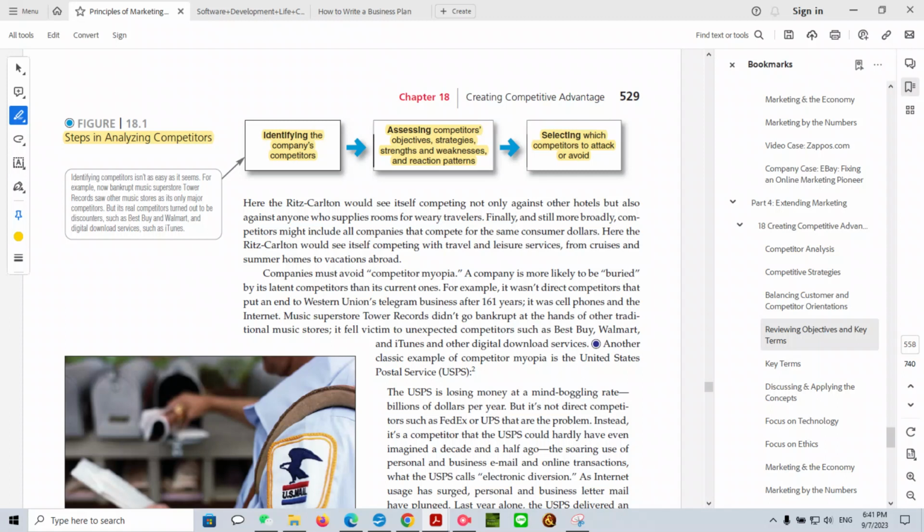Now here the Ritz-Carlton would see itself competing not only against other hotels, but also against anyone who supplies rooms for weary travelers. Finally, and still more broadly, competitors might also include all companies that compete for the same consumer dollars. Here the Ritz-Carlton could see itself competing with travel and leisure services, from cruises and summer homes and vacations abroad. But this would be a misnomer because these are not the same niche, the same general industry. Okay, traveling industry.